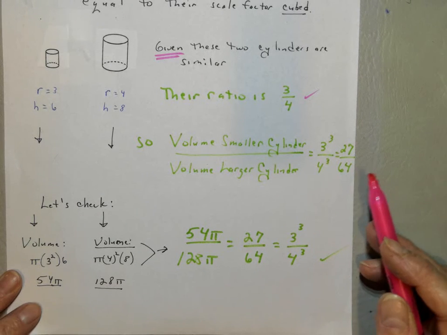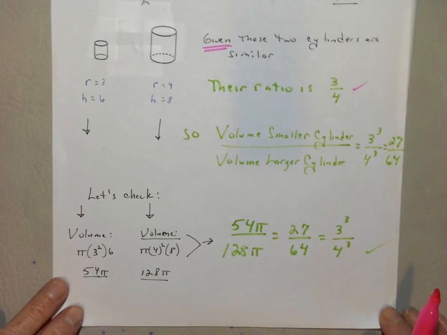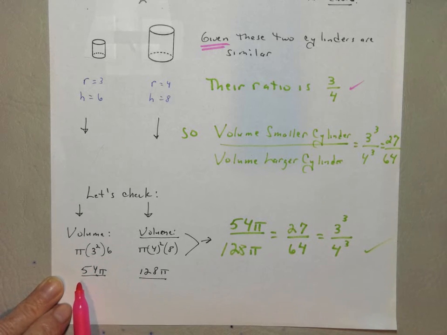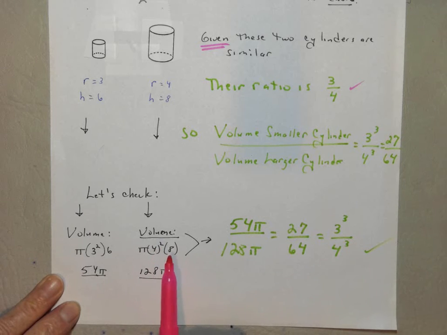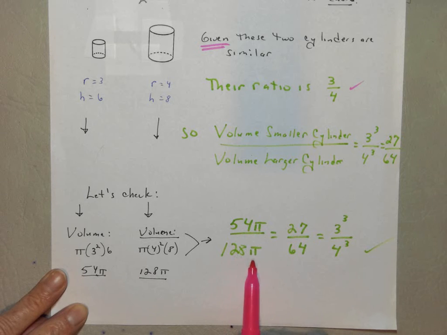Okay, so let's take a look at that. Let's see if that happens. All right, well, the volume of our first cylinder is pi times 3 squared times 6, because that's pi r squared times the height, and that is going to give us 54 pi. The volume of the larger cylinder is 4 squared times 8 times pi, which is 128 pi. And that gives us 54 pi over 128 pi when you take the two volumes and put the smaller one over the larger one. Well, that will reduce.